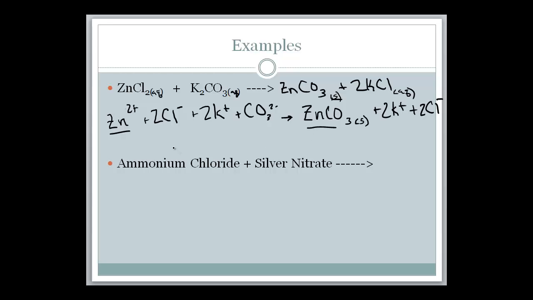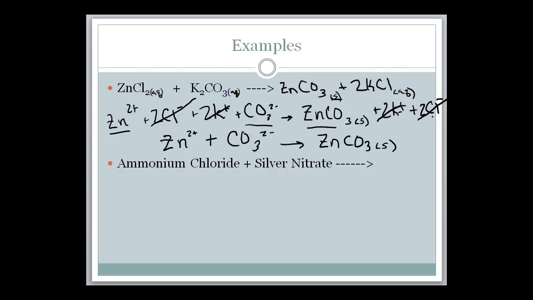The zinc ion is an ion as a reactant. It's part of a compound as a product, so that changes, so we're going to include that. 2 chloride ions as reactants, 2 chloride ions as products. They don't change, so we'll cross them out. 2 potassiums, 2 potassiums. The carbonate we're going to write because it's an ion as a reactant. It's part of a compound as a product. So our net ionic equation is the zinc ion reacts with carbonate to form zinc carbonate. Our spectator ions are the chloride, potassium, chloride, potassium.